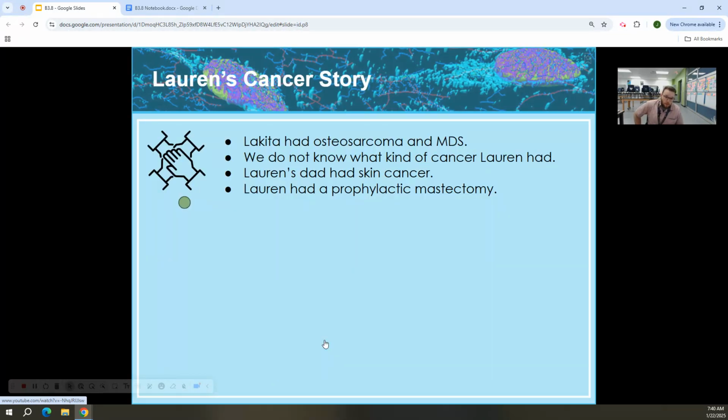Okay, so now we're going to look at Lauren. So that was Lakita. Lakita has quite a few different cancers, osteosarcoma and MDS. We don't know what kind of cancer Lauren had for sure, though. We know that Lauren's dad had skin cancer and that Lauren had a mastectomy, sorry.